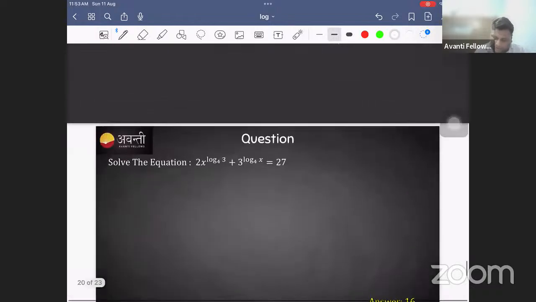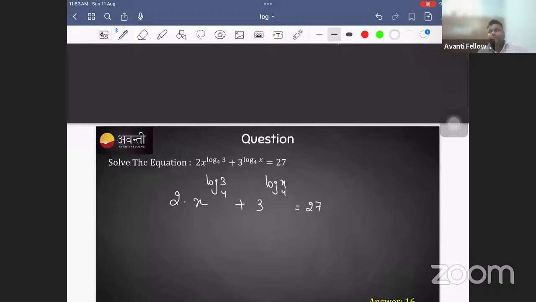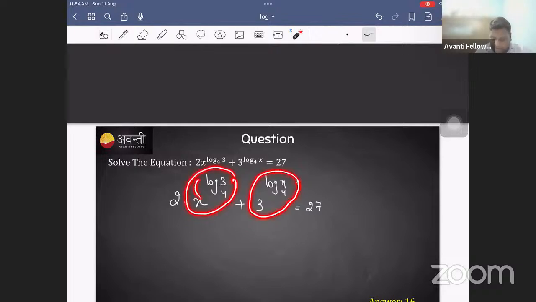Now there's a question on the same concept. See, this is 2 times x to the power log 3 base 4 plus 3 to the power log x base 4 is 27. Now, don't you realize this value and this value, they are identical? Why identical? Because this x and 3 can be interchanged.